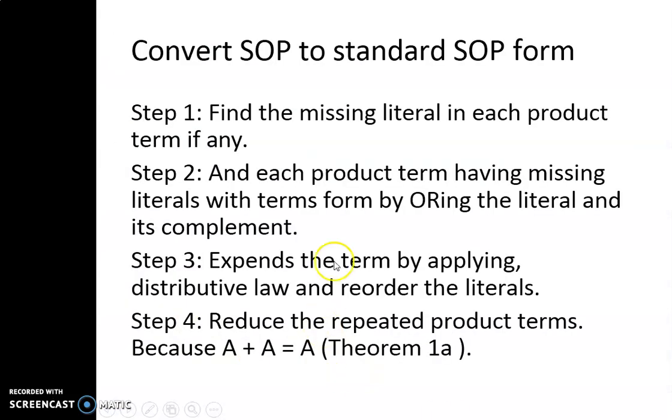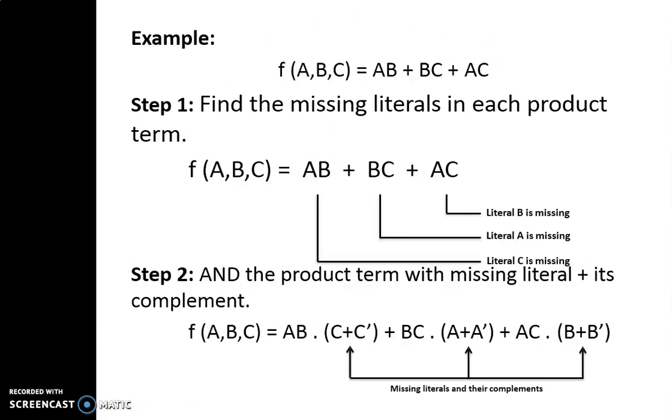The next thing is how to convert the SOP form into the standard SOP form. Let us take a simple example: AB plus BC plus AC. The first thing is we have to identify which variable is missing in the given equation. In the first term the C variable is missing, in the second term A variable is missing, and in the third term B variable is missing.